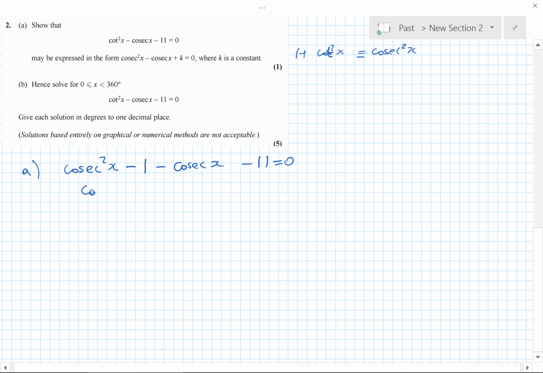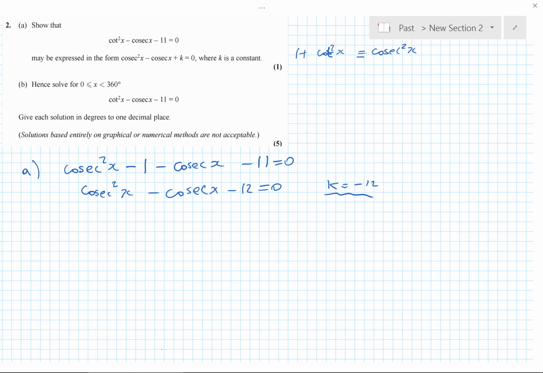So therefore cosec squared x minus cosec x minus 12 equals 0. We can leave it there because it hasn't said stating the value of k, it's just said express it in that form where k is a constant. But if you're worried, then just write k equals minus 12. Actually, you wouldn't have needed it here because it hasn't said find the value of k. Anyway, that's just 1 mark, very straightforward.